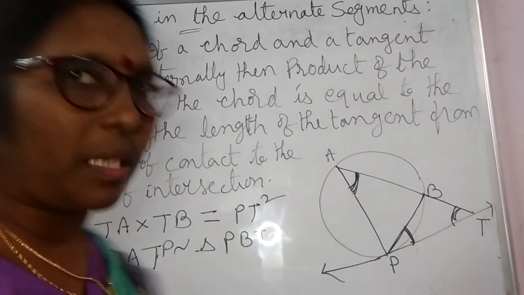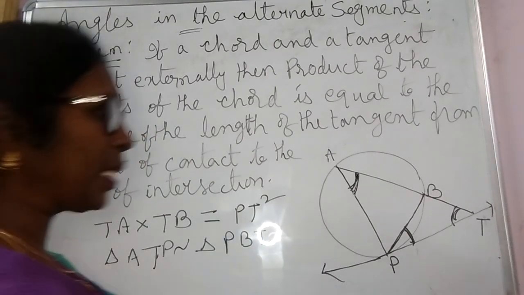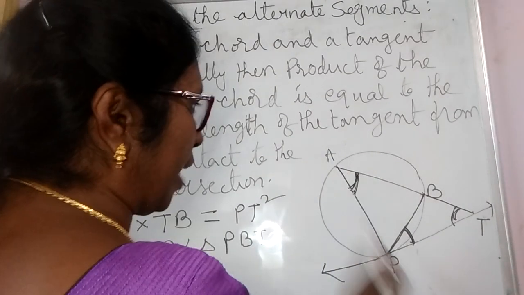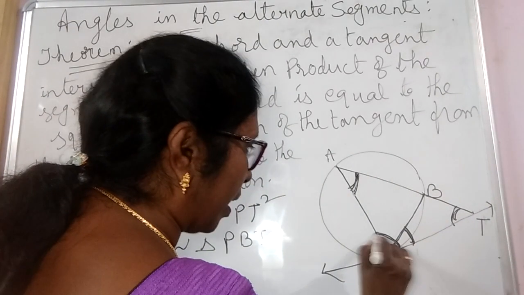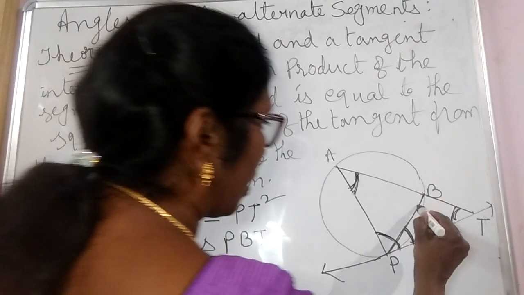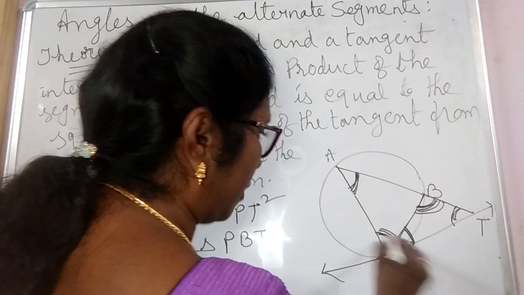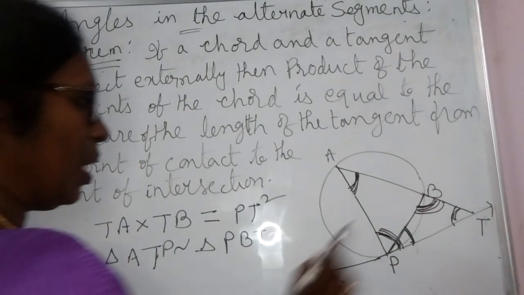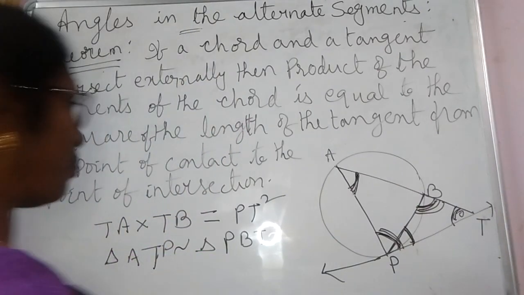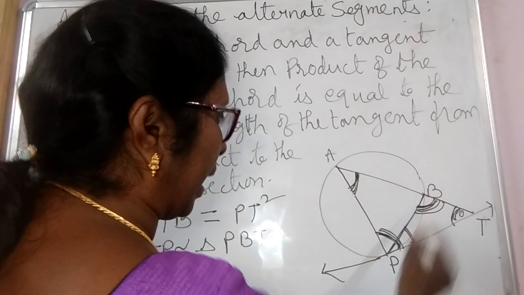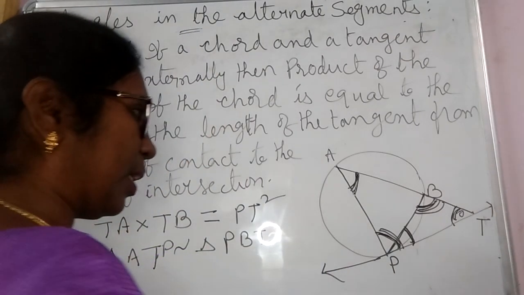If two triangles are similar, their corresponding sides are proportional to each other. For your better understanding, let me explain you. In triangle APT, this complete angle is equal to this angle. Okay, let me do like this clearly. Okay. Now you see, this is common angle. Let me write this one. So when these two triangles APT and BPT are similar, their corresponding sides are proportional to each other.